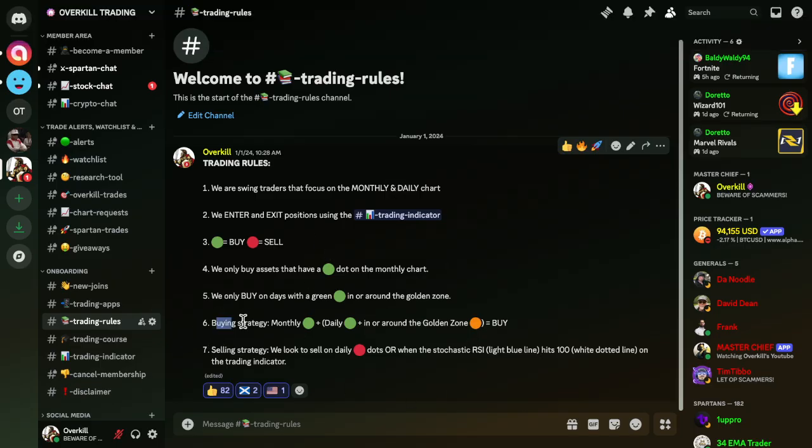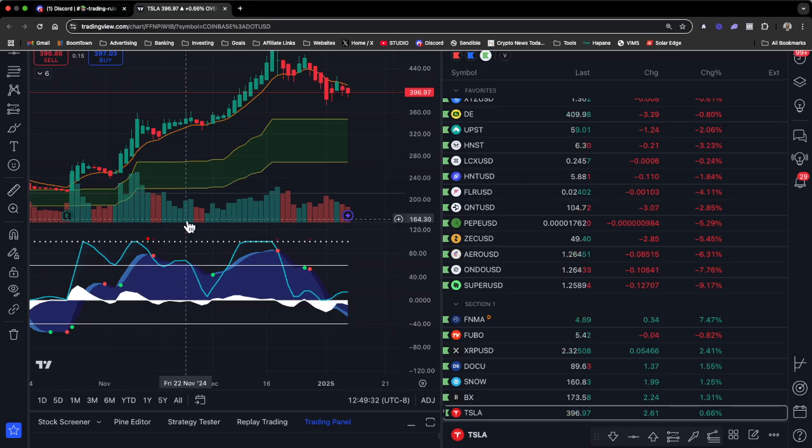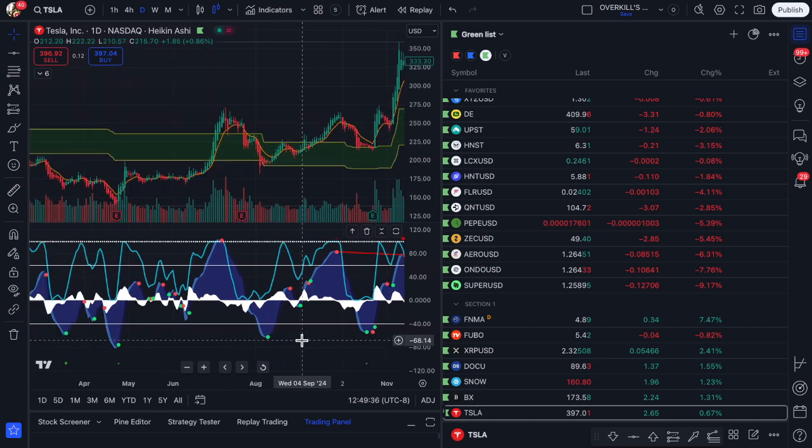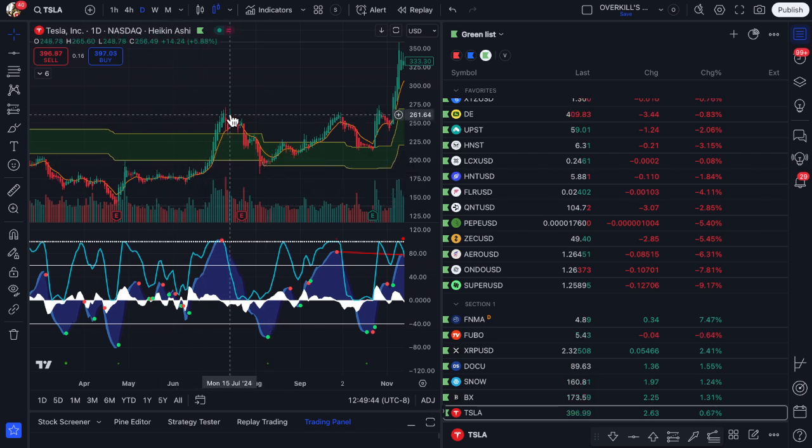And again, the buying strategy is monthly green dot plus a green dot. When I say plus a green dot on the daily chart, that means we want to enter the day of, right? The day of the green dot. So your entry on Tesla should have been right here on the 9th, okay? Right there at 180. That was August 9th after we got the green dot confirmation.